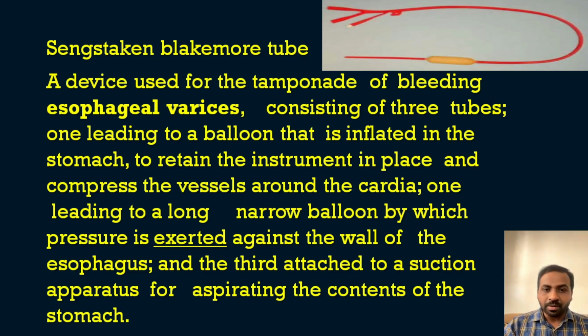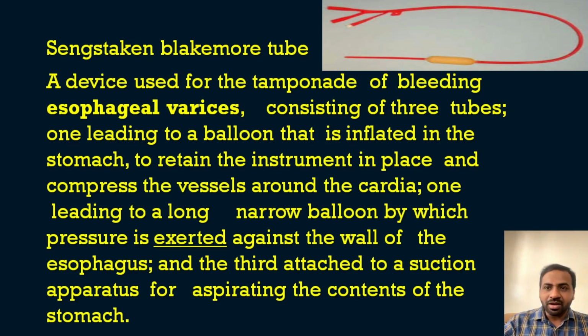That is the purpose of the second lumen, and the third lumen is attached to a suction apparatus for aspirating the contents of the stomach. So the third one is for suction. There will definitely be drainage and blood, so those can be drained out with the help of the third lumen. So the Sengstaken-Blakemore tube has 3 lumens, and I explained the purpose of each. I think that is clear for you now.